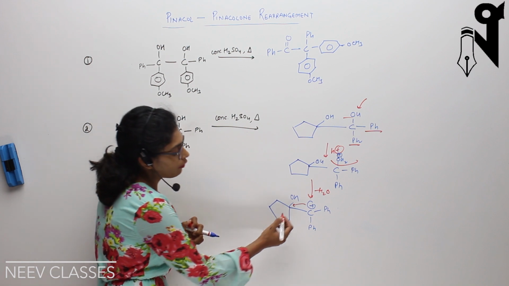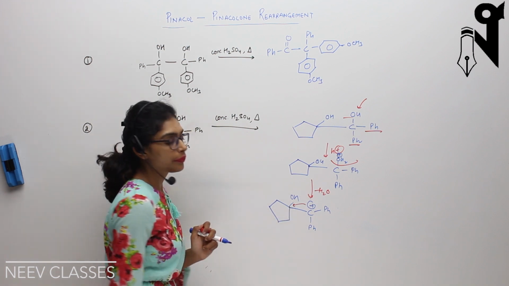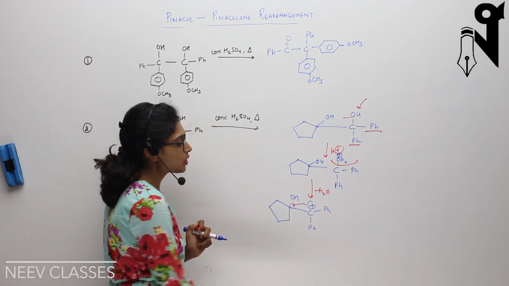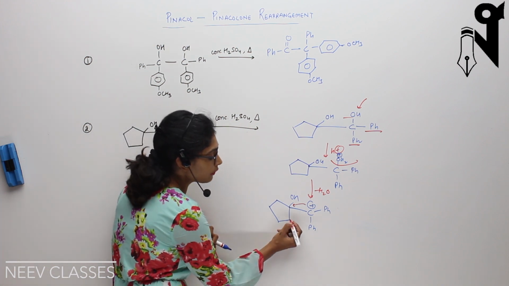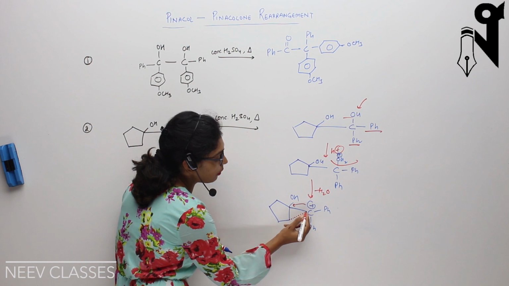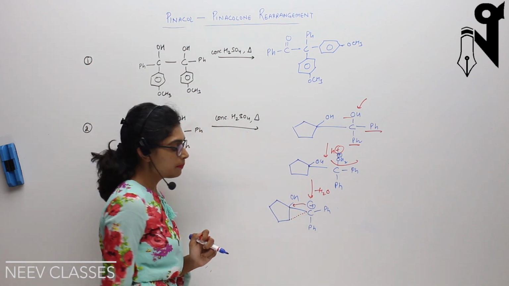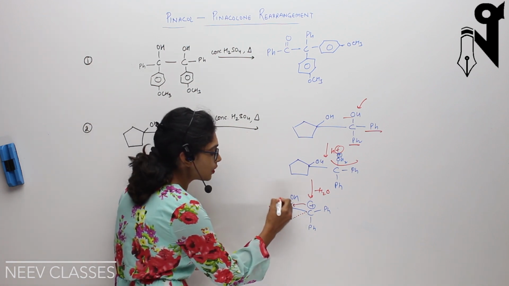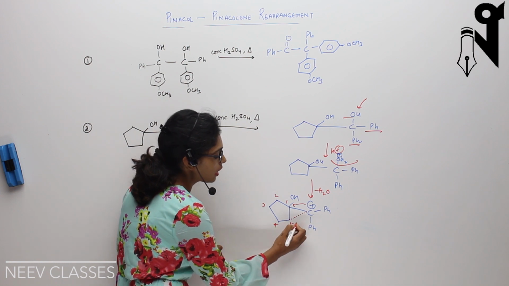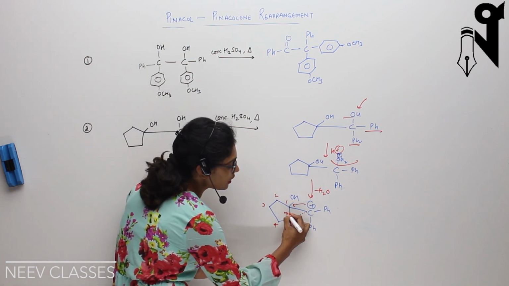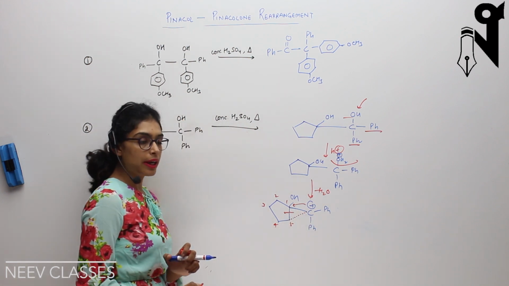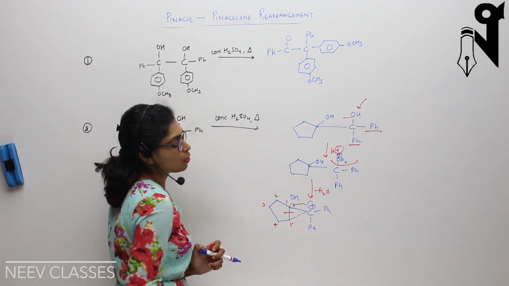So basically, if plus charge shifts on this carbon, or if we want plus charge to shift on this carbon, we have to do the ring expansion. So ring expansion will take place. The bond between this carbon and this carbon will form. Let's number these carbons. This is first, second, third, fourth and fifth. So fifth carbon and this carbon, the new bond will form, whereas the bond between first carbon and fifth carbon will break, leading to the shifting of plus charge over here.